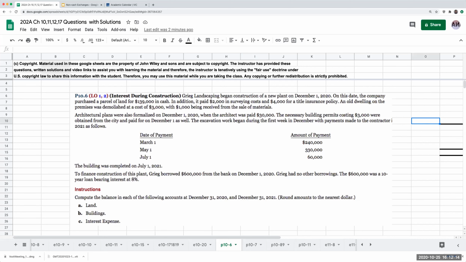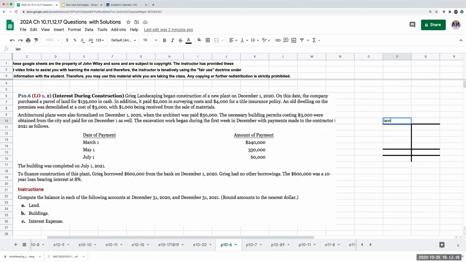So when I go over here and I look at land, what's going to be going in there? Basically, the purchase price was $139,000. It paid $2,000 for surveying. And then title insurance. If you don't know what title insurance is, it's probably a good idea for you to go online and check that out. It's essentially so that I know that I have good title to the property I'm purchasing.